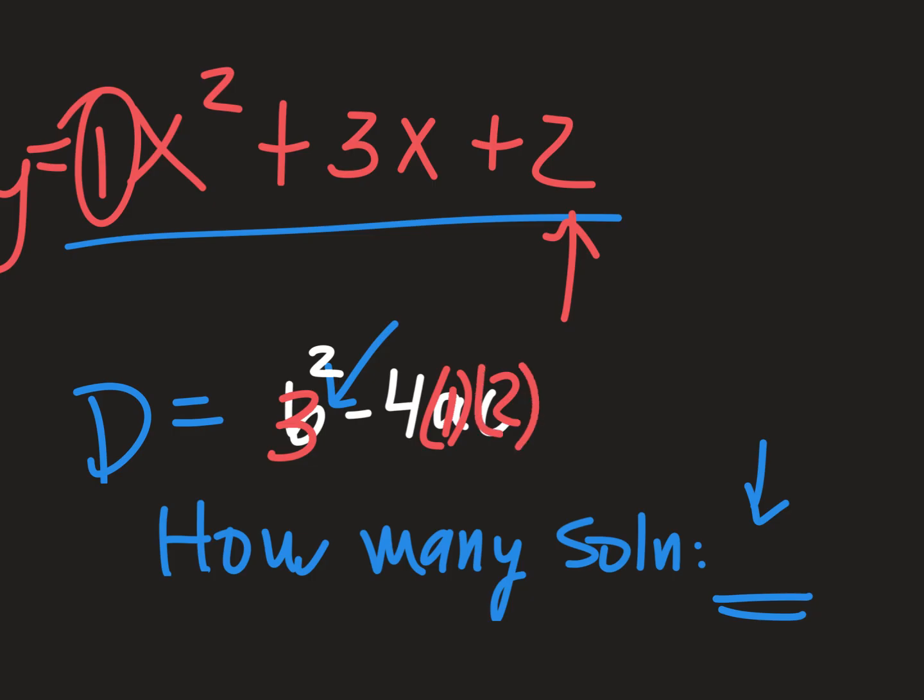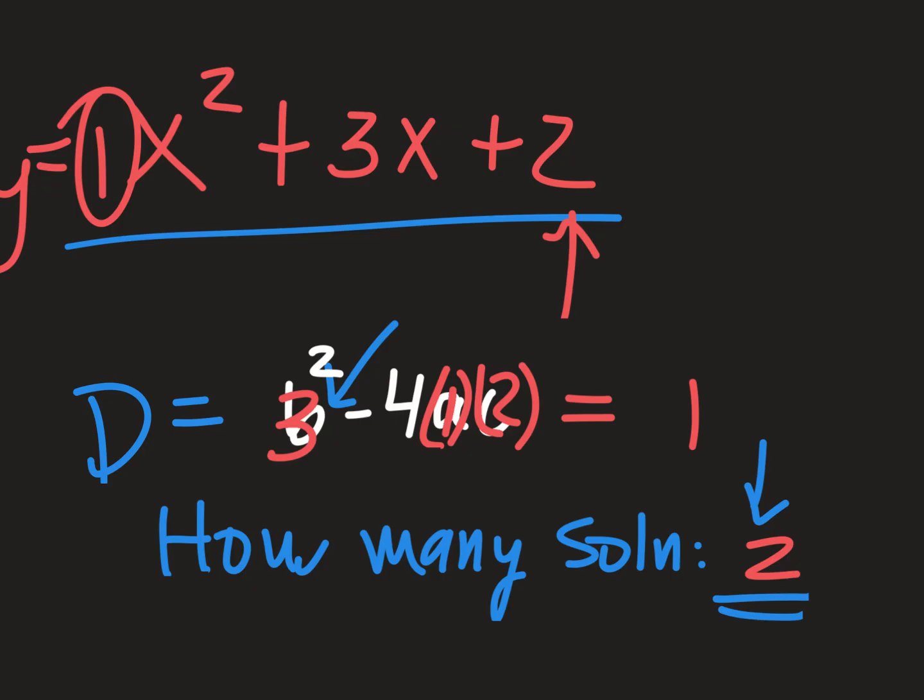So you should have said 9 minus 8, which is 1. Now, the kids who thought you square rooted it, you actually got lucky this time, because if you square root 1, it's still 1. But don't square root it, okay? Discriminant being 1 tells you there's 2 solutions. Raise your hand if you knew that. Awesome, you've learned the basics of discriminant then.